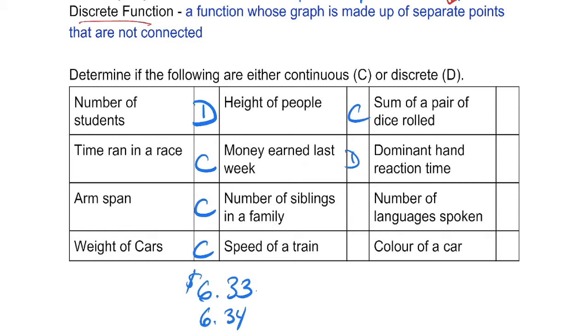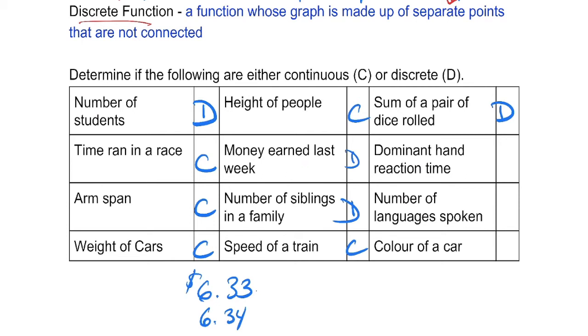Number of siblings is also discrete. Speed of a train, so here we're talking about distance over time. Both of those are continuous, so that makes it continuous. The sum of a pair of rolled dice is discrete because you only get the values of 2, 3, 4, 5, 6, 7, 8, 9, 10, 11, or 12. Nothing in between, so this is definitely discrete. Dominant hand reaction time.